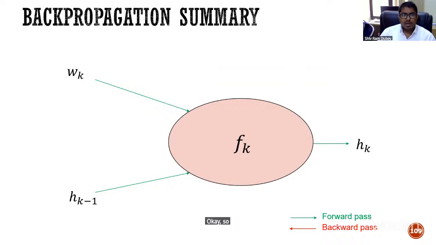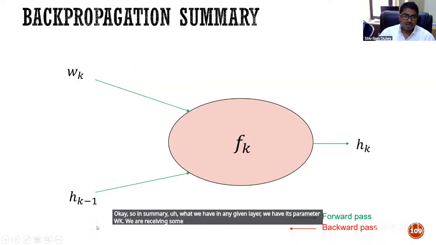Okay, so in summary, in any given layer, we have its parameter Wk. We receive some input from the previous layer, which is Hk minus 1. We perform some computation here and generate the output Hk to be passed to the next layer. So this is the forward pass.